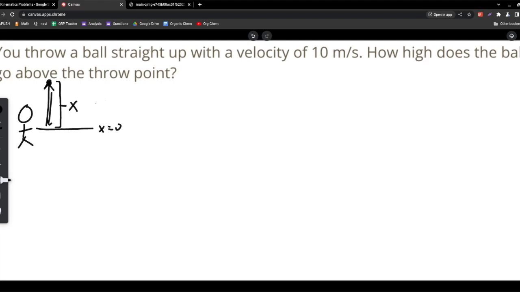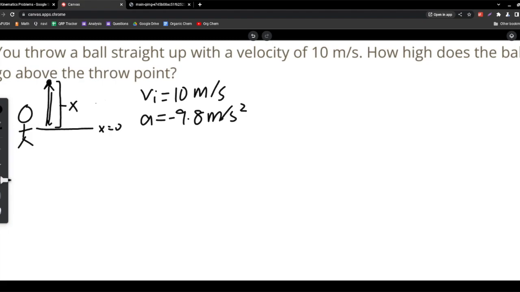After you finish drawing your diagram, you're going to want to write out all of the parts that you know. It already tells us that the initial velocity is 10 meters per second. And in free fall questions, the acceleration is always going to be negative 9.8 meters per second squared. Then our last few things to look for are time, displacement, and final velocity.